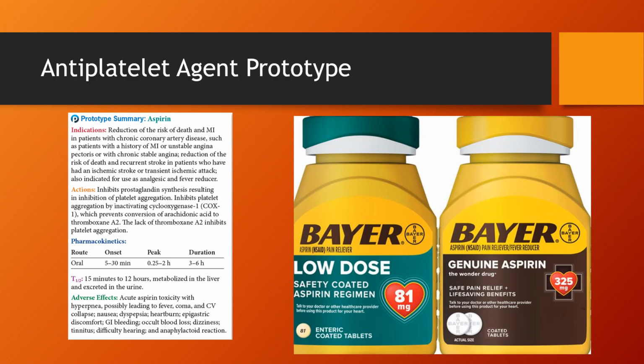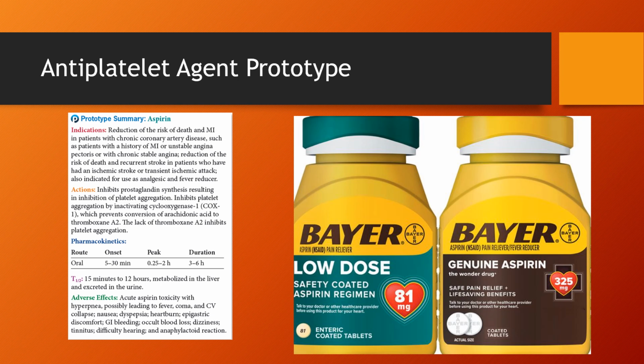Our prototype is aspirin. It's indicated to reduce the risk of death and MI in patients with chronic coronary artery disease. These are going to be patients that have a history of MI or unstable angina or chronic stable angina, and for reduction of the risk of death and recurrent stroke in patients who have had ischemic stroke or transient ischemic attacks. It's also indicated for use as an analgesic or fever reducer.